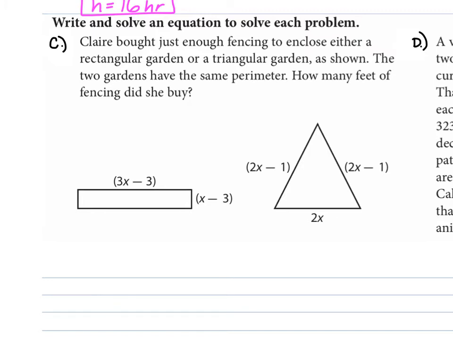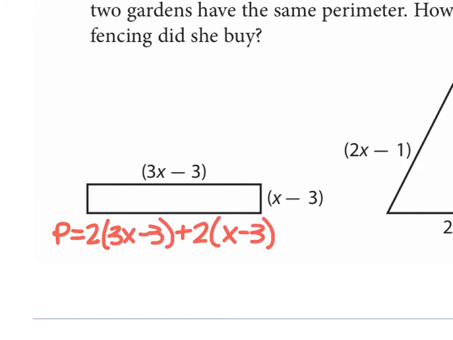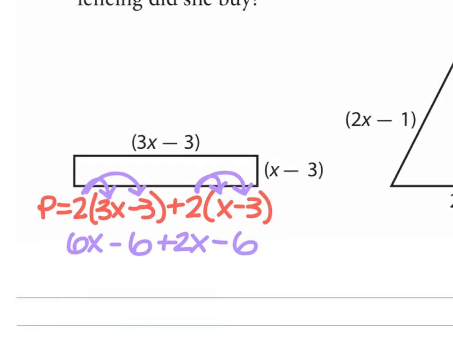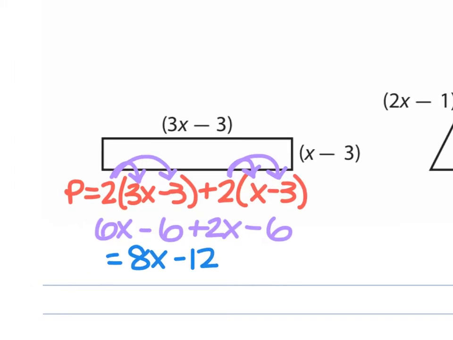To find the perimeter of the rectangle, we're going to do 2 times 3x minus 3 plus 2 times x minus 3. If we simplify this, we're going to distribute. It's going to be 6x minus 6 plus 2x minus 6. From here, we can combine like terms. The 6x plus 2x is 8x, and the negative 6 minus 6 is negative 12. So the perimeter of the rectangle is 8x minus 12.